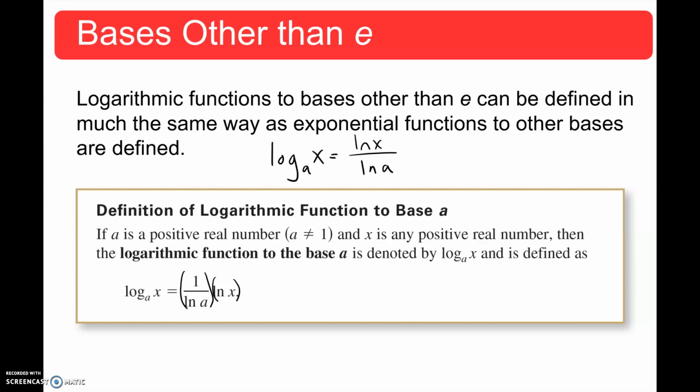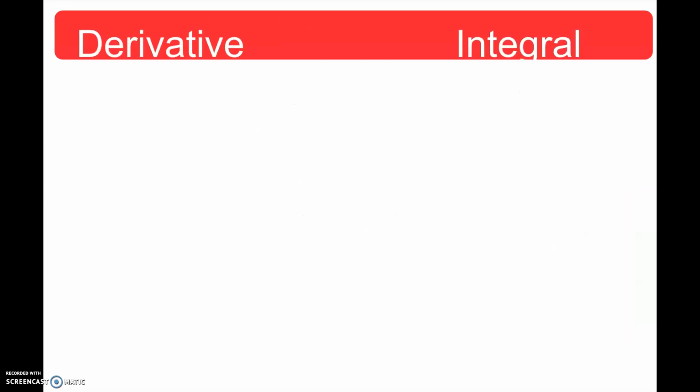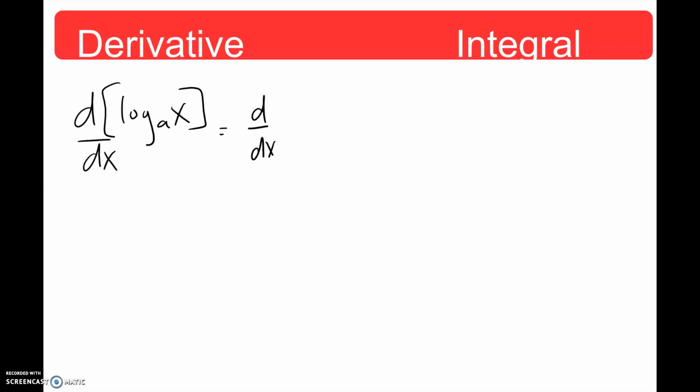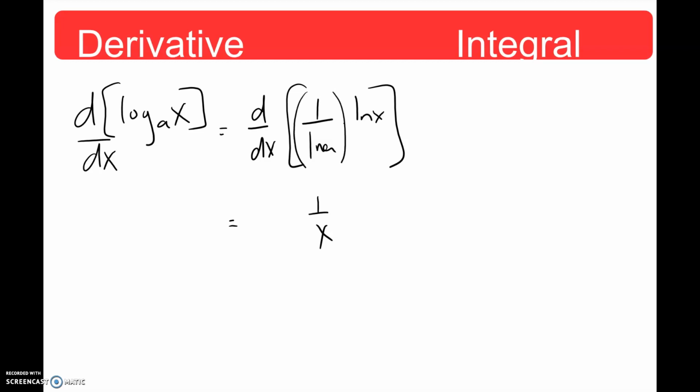Okay, so what do we want to do next? Take the derivative of this guy. All right, let's do it. You know how to do that. The derivative of the log base a of x, right? That's our goal, to be able to deal with other bases, would be equal to the derivative of 1 over the natural log of a times the natural log of x. And we know how to do this. The derivative of ln x is 1 over x. The derivative of, well, the constant times this, constant multiple rule, so that's just going to come along for the ride.